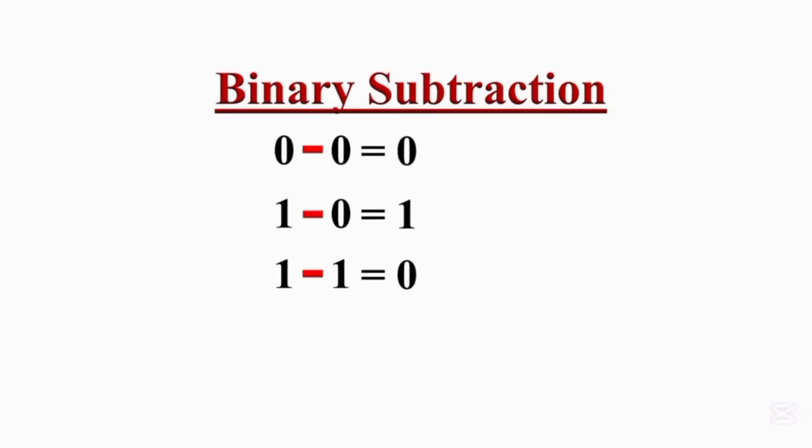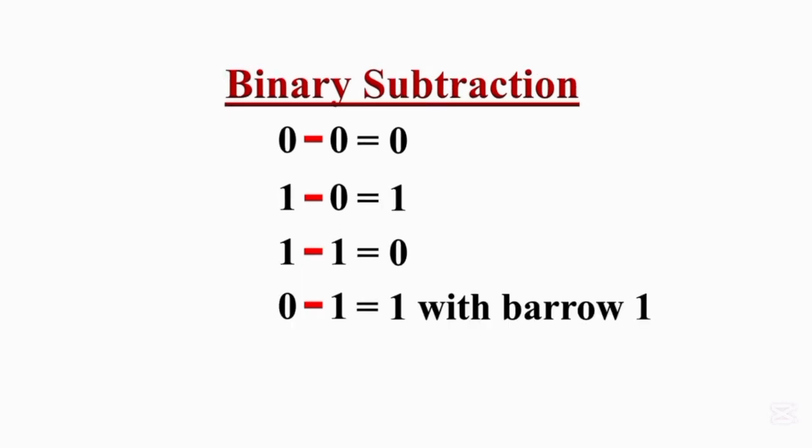Next, 1 minus 0 is equal to 1. Lastly, 0 minus 1 is equal to 1, with a borrow of 1 from the next column, because 0 is less than 1, so we cannot subtract.